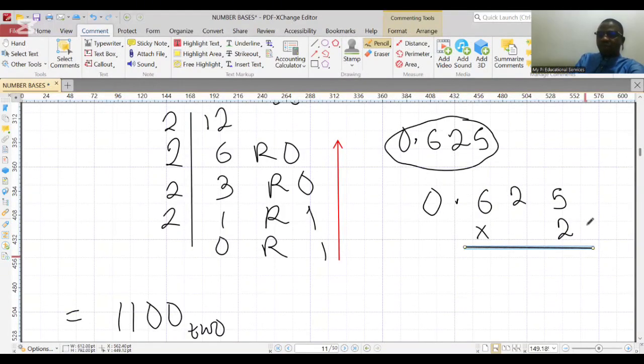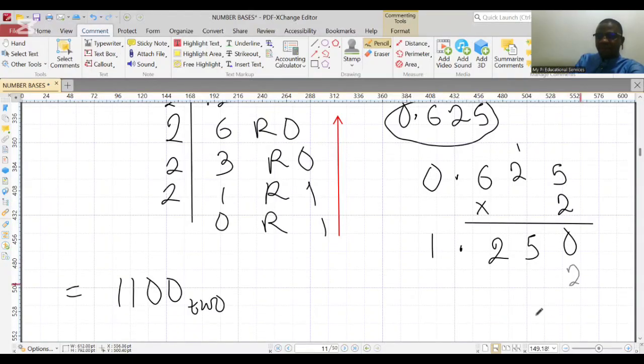Okay, so 2 multiplied by 5 will give you 10. We write 0, put 1 here. Then 2 multiplied by 2 will be 4 plus 1, that will be 5. 2 multiplied by 6 will give you 12, so we have a remainder of 1. So you put your 1 here. So don't forget to put your point. Again, let's multiply by 2 until we arrive at 0 at the decimal part.